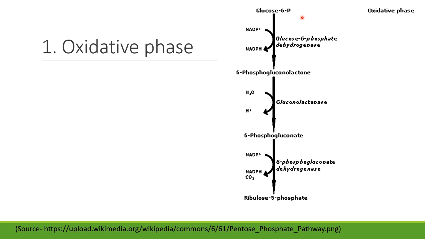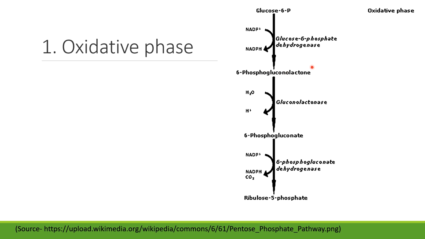It begins with the oxidation of glucose 6-phosphate. Here glucose 6-phosphate is oxidized into 6-phosphogluconolactone by the enzyme glucose 6-phosphate dehydrogenase. This step is the rate limiting and regulatory point of the pathway, and the resulting one which is formed is 6-phosphogluconolactone. Along with that, you get NADPH, which is formed as a result of reduction of NADP+.